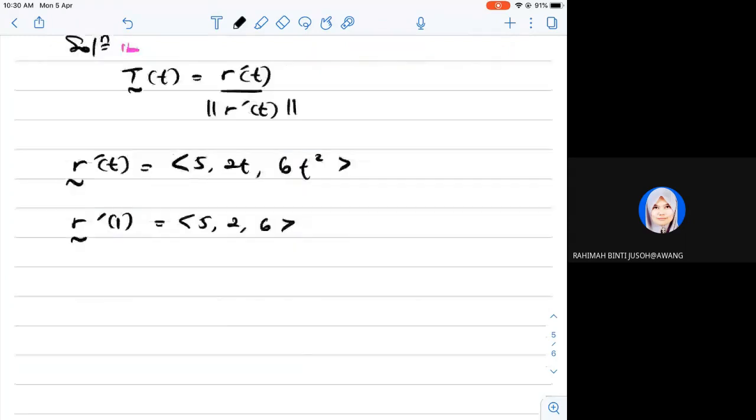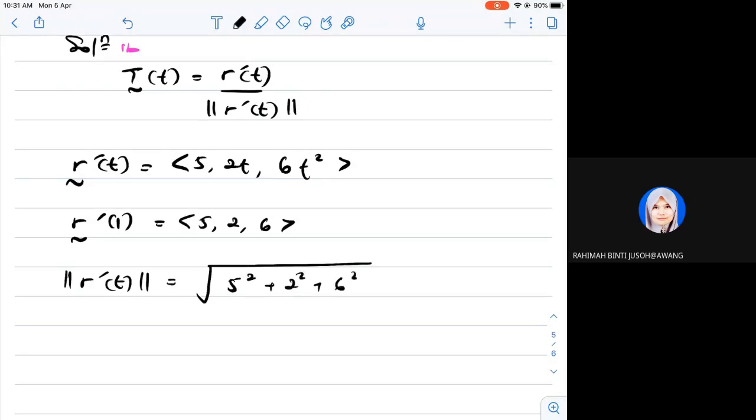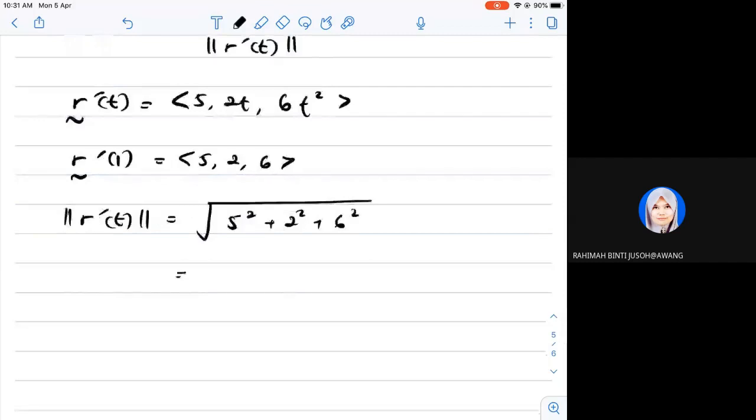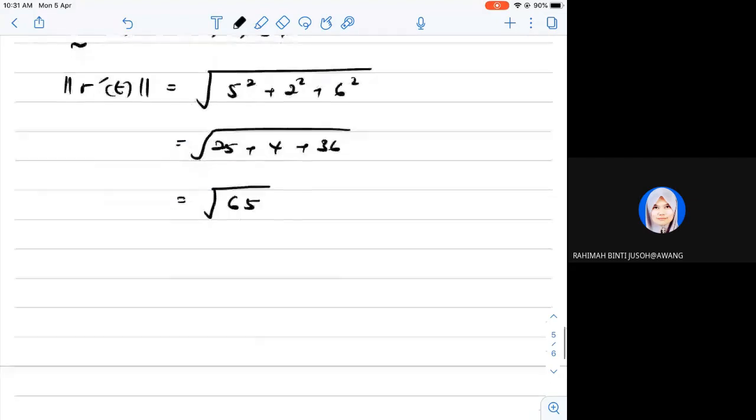Like that. And then you find the magnitude of r prime t. It is easier, because it involves only numbers. So 5 squared plus 2 squared plus 6 squared. What do we get? 25 plus 4 plus 36. Like this. So the answer is 29 plus 36, 65. Okay, very good. Thank you so much.